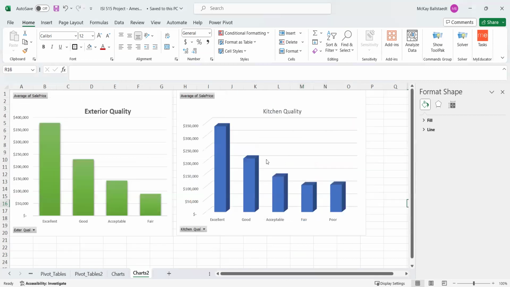The most important data, I think, for someone that is investing in real estate is the exterior quality of the house. If it's excellent, it makes a massive difference on the price of the home. Excellent versus good is a huge drop off, and then kitchen quality. You can see here it's about 337,000 is the average sale for an excellent kitchen quality, and then you get down to 210 for a good.